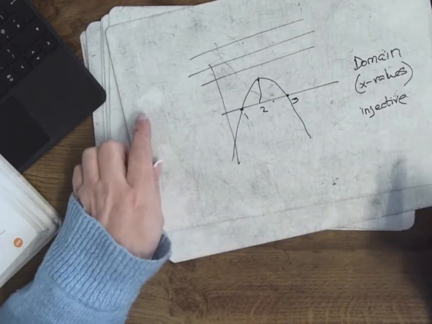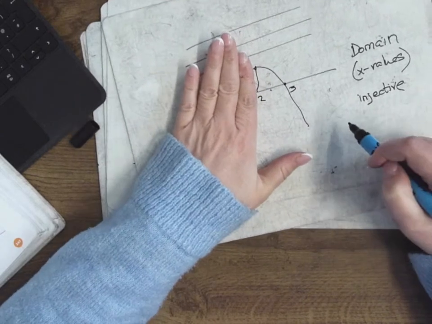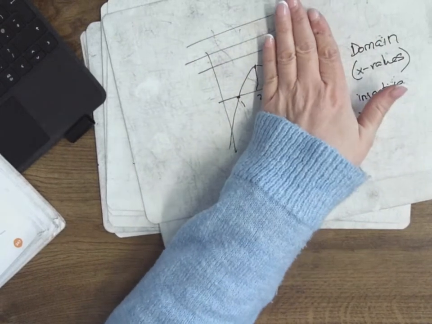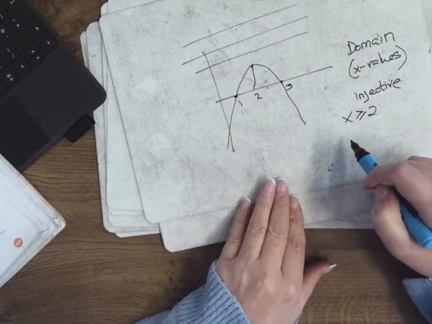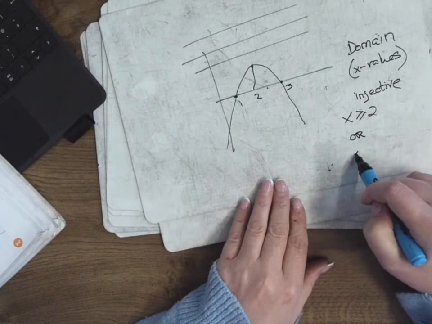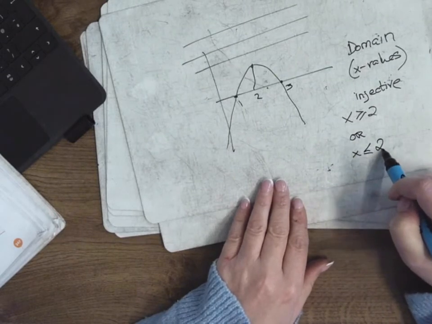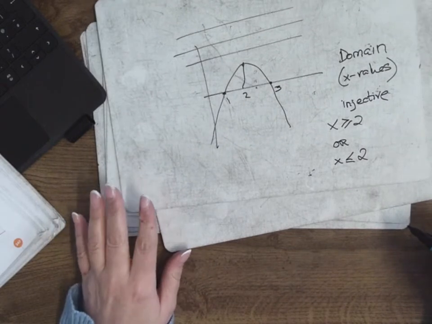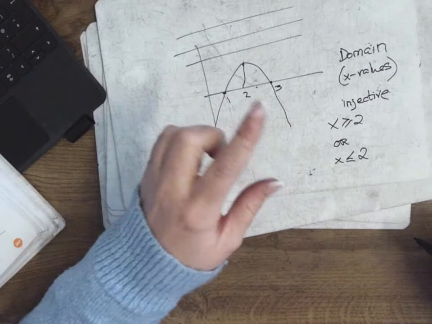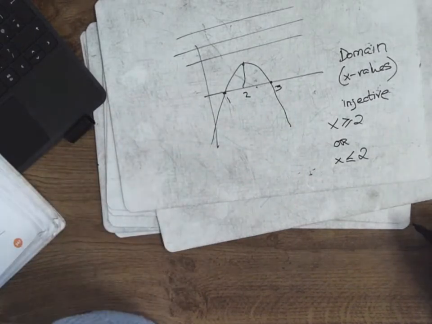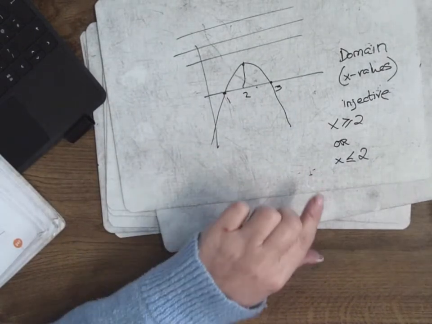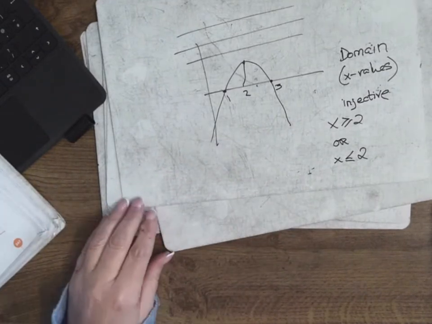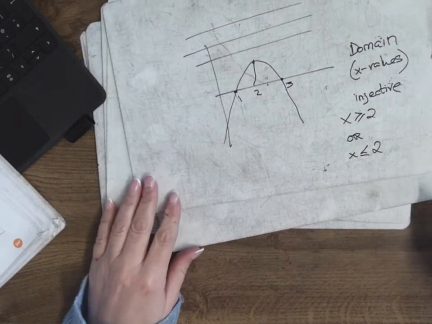So if I take all the x values greater than or equal to 2, I'll end up with that half of the graph. Would you agree? And if I took all the x values less than or equal to 2, I would end up with the other half of the graph. Both graphs are injective. Are we good? You give either answer, not both. It just said suggest a restriction, so just one. I gave you 2, so you know they're both right. But you give one. Is that right?